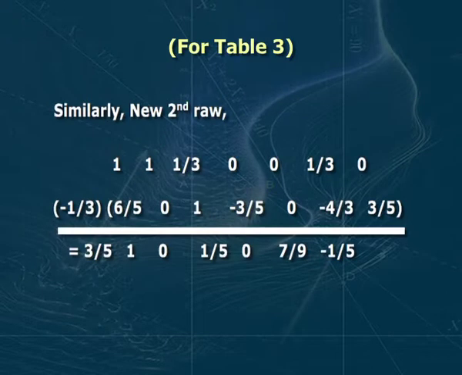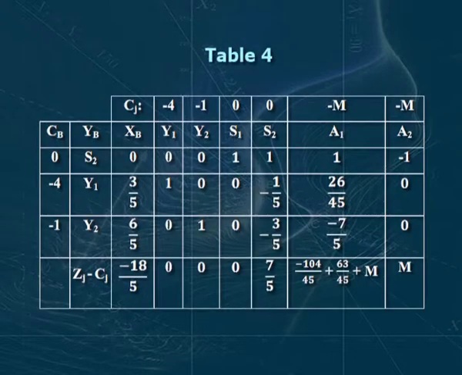Similarly, we calculate the second new row. Substituting the elements of the second old row, multiplying the column coefficient 1 by 3 with a minus sign and carrying the elements of the new pivotal row. On simplification, we get the elements of the second new row as 3 by 5, 1, 0, 1 by 5, 0, 7 by 9 and -1 by 5. Substituting these values, we prepare table 4 as shown in the table.